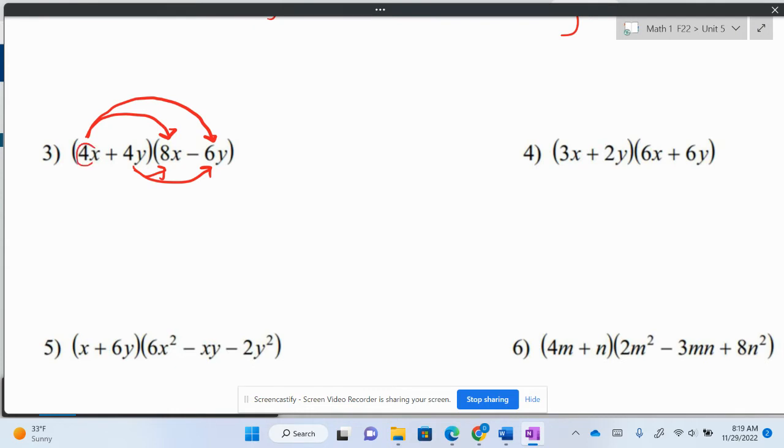Take the first term and multiply it by both terms in the second parenthesis. Over the top is how I draw my arrows. And then take the second term and multiply it by both terms in the second parenthesis. And I draw my arrows across the bottom.